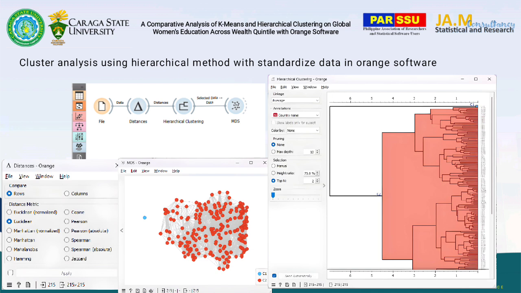The result of k-means clustering on standardized data differs from that of hierarchical clustering on the same standardized dataset. While k-means formed two well-defined clusters with balanced distribution, hierarchical clustering produces an uneven clustering structure, with one cluster containing a single observation and the other encompassing the majority of the dataset points. This discrepancy highlights the sensitivity of hierarchical clustering to linkage methods and distance metrics.